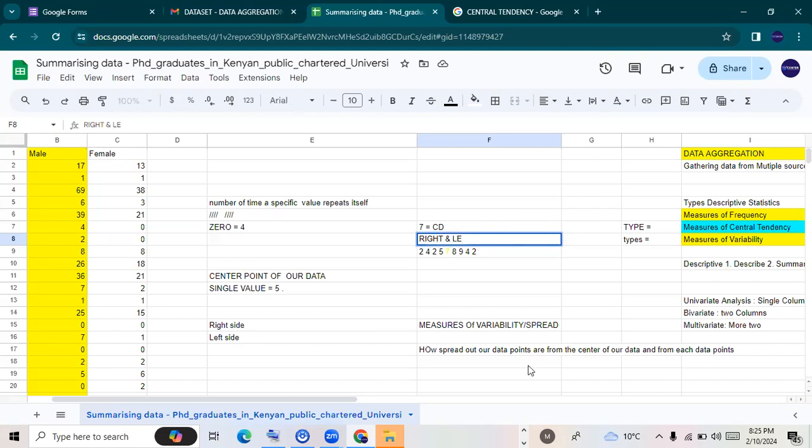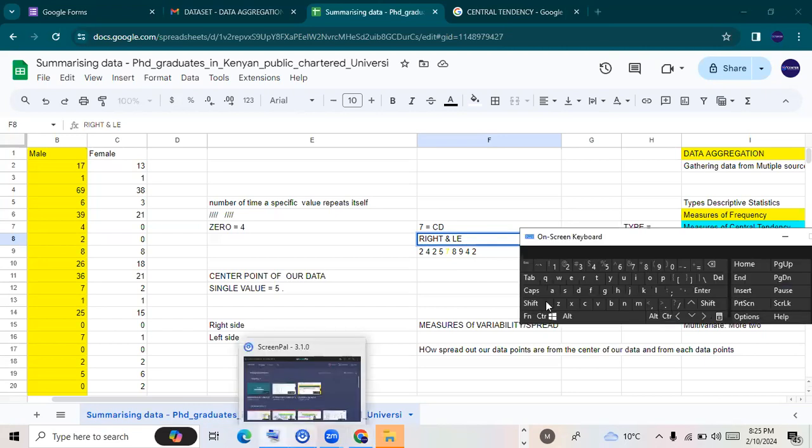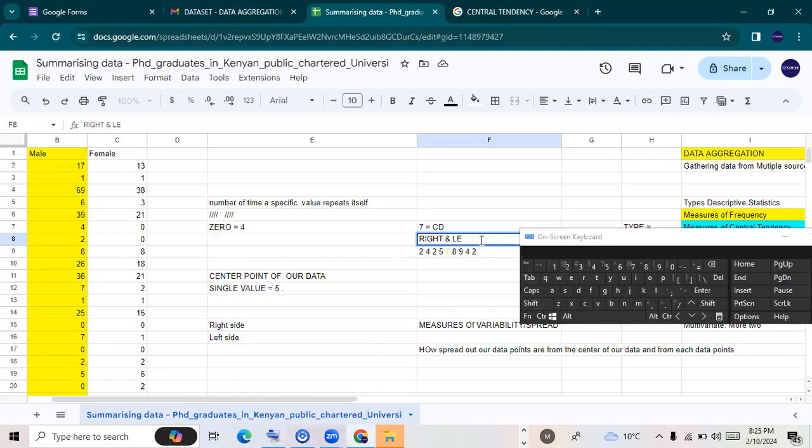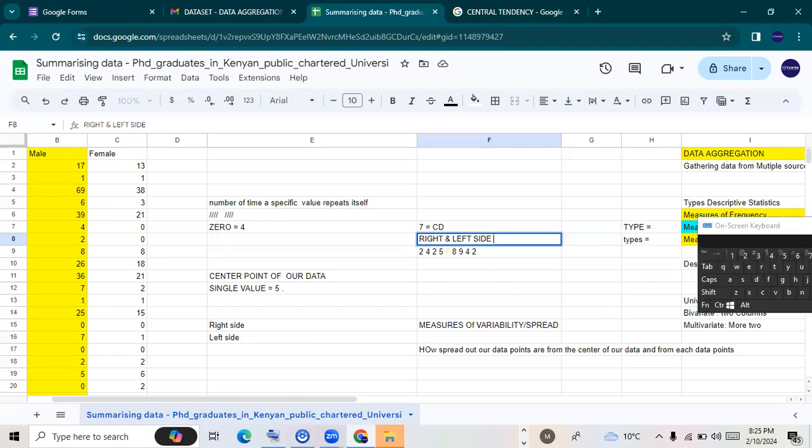So at the left side of your data, or of the center, so now we are all on the same page. I'm using the technical term central tendency. Looking at the left and the right side of the central tendency, we are looking at our measures of variability. And variability simply means spread, so measures of spread.